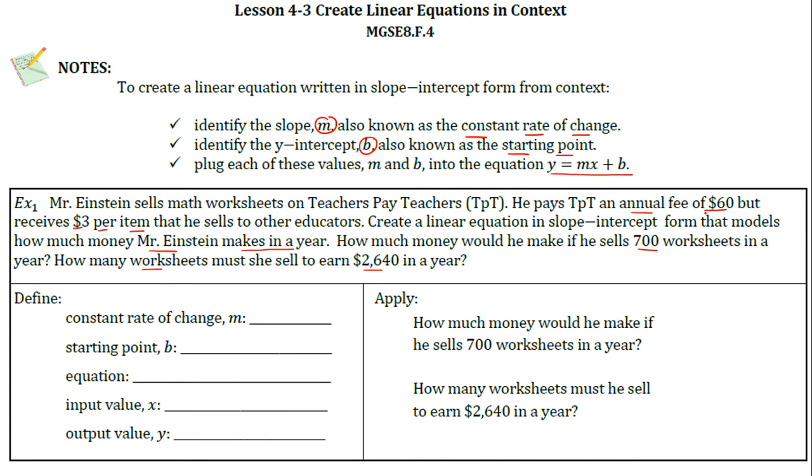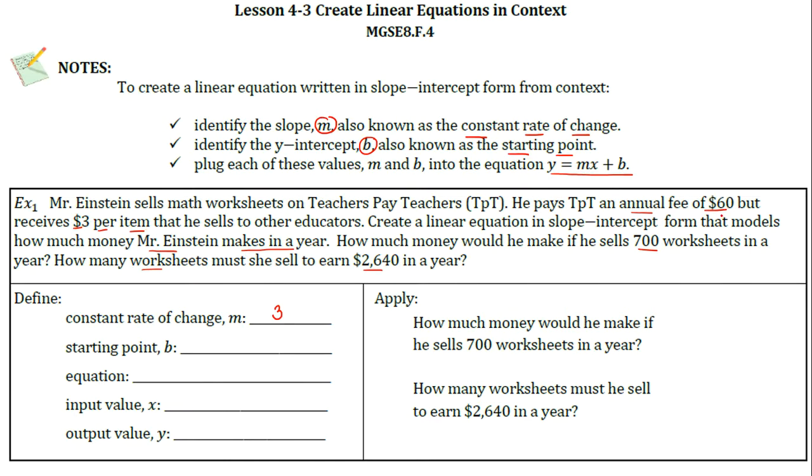So let's take a look at the first part of the word problem. He has to pay $60 each year to TPT, so he's going to be starting out in the hole, negative. However, every time he sells an item, he earns $3. And it says to write this in slope-intercept form to model how much money he makes. So our constant rate of change is the $3. So m is 3, and it's $3 per item.